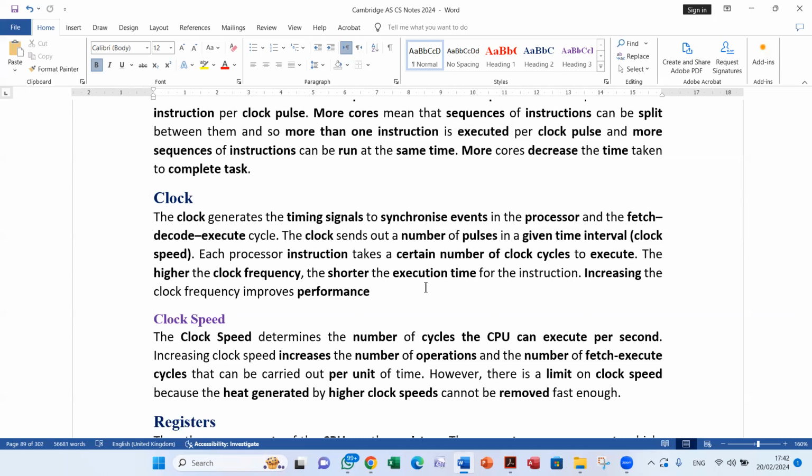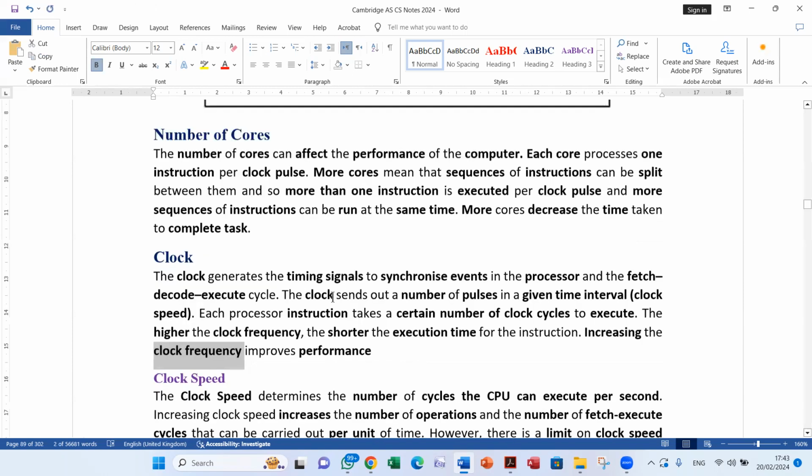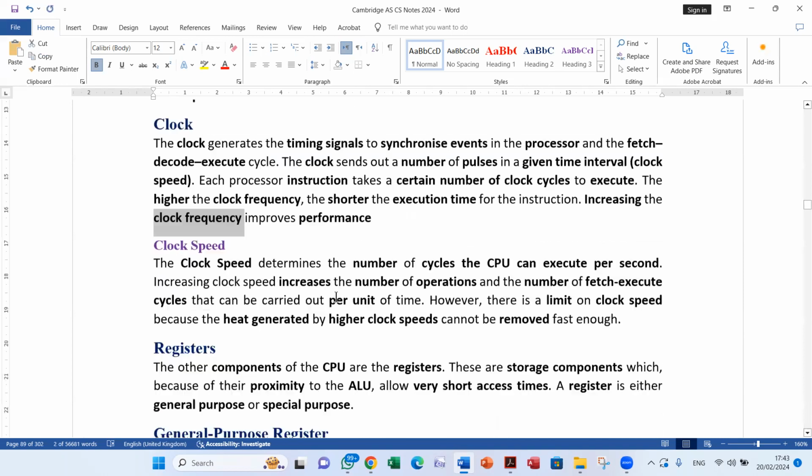The clock sends out a number of pulses in a given time interval: the clock speed. Each processor instruction takes a certain number of clock cycles to execute. The higher the clock frequency, so when the clock goes faster, the shorter the time taken. Increasing the clock frequency improves performance. So if you have higher clock speed, you get better performance. If you have more cores, you get better performance.